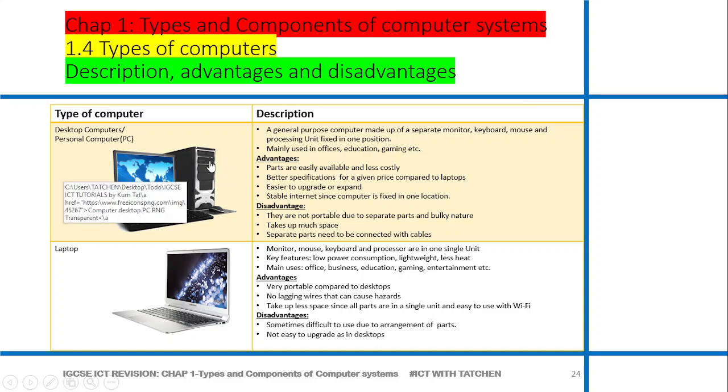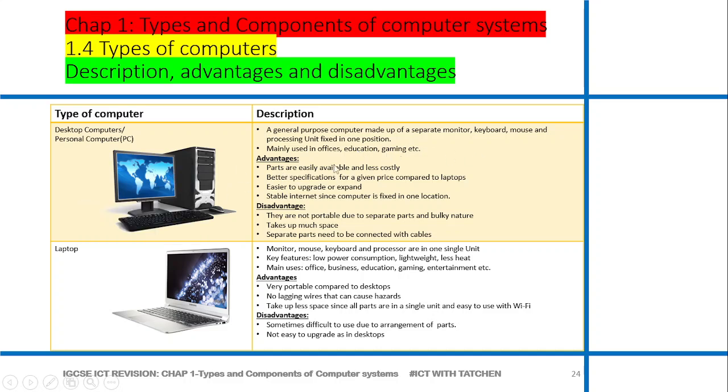Generally, a desktop is what? A general purpose computer with a separate monitor, system unit, keyboard, and mouse. So that's what makes a desktop a desktop. We mainly use it in office environments, education, gaming, and the rest. That's where we mainly use desktops.